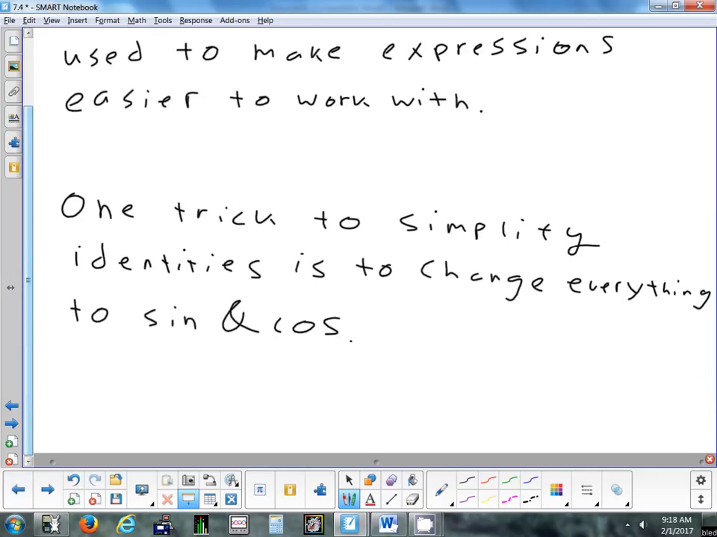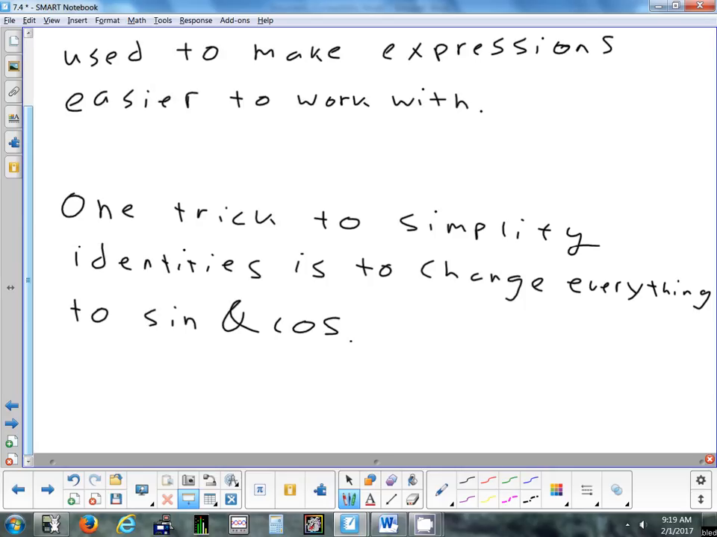Right, so there's a few basic tricks when you're trying to simplify something with trig identities. These tricks don't always work, but they're something that I usually try like 80% of the time. And this is one of the tricks I'm going to show you: change everything to sines and cosines.